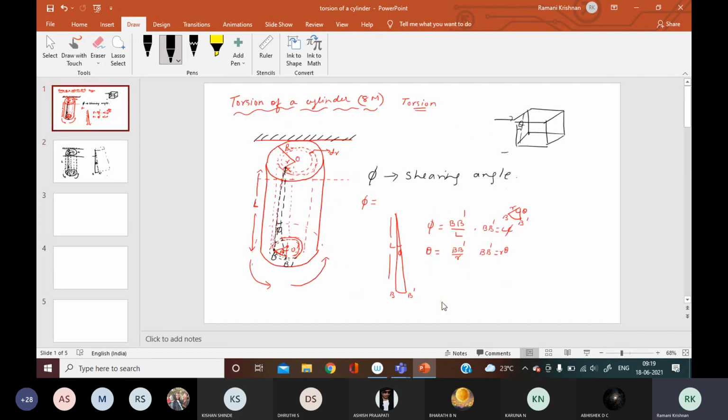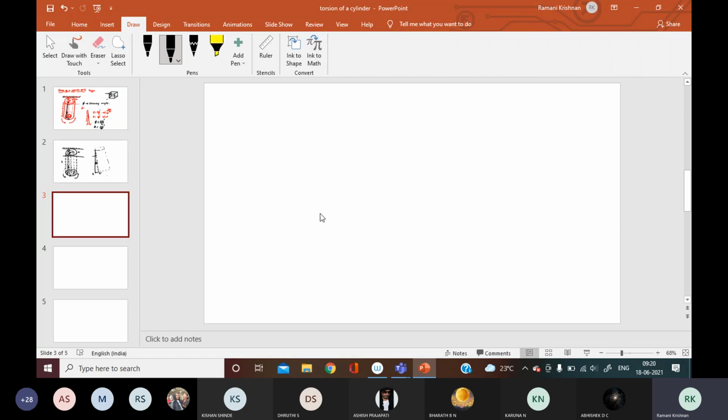Now can you say what I said? Phi is equal to the opposite side BB dash by the length of the cylinder. In the lower end, theta is equal to the opposite side BB dash by what? The radius of this circular loop. With this we are going to find the moment of force.